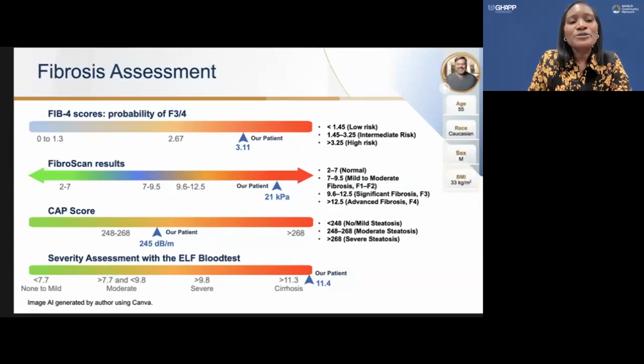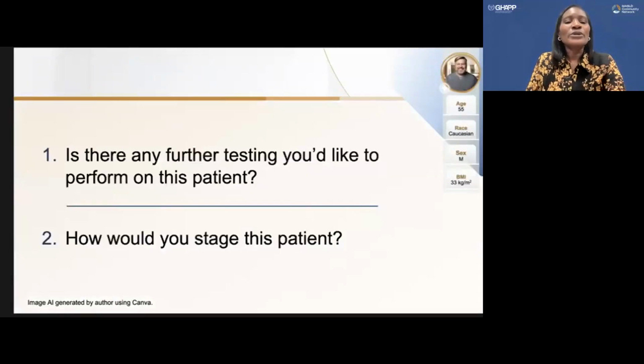Typically, when you see a low CAP score and a high kPa, that's usually suggestive of burnout cirrhosis. So this patient's probably burned the fat out of his liver, and that's why his CAP score is pretty low. And on ELF test, his test came back as 11.4. So that's also suggestive of cirrhosis of the liver.